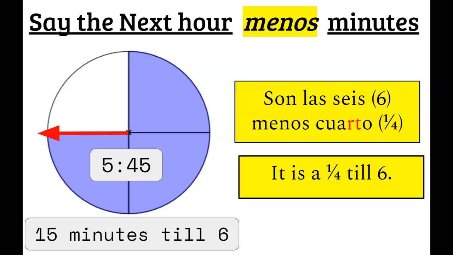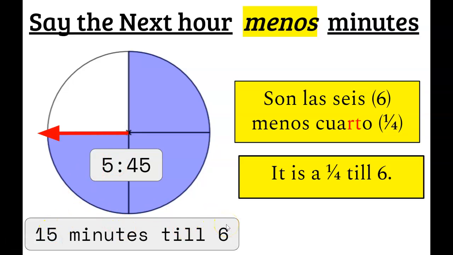Now I'm on the left side of the clock. Okay, I'm going to show you how to do this now. On the left side of the clock, we're not going to say 45. We're going to say it is 15 minutes till 6. So the numbers I am using are 15 and 6. I am not using 5 and I'm not using 45. I want to say it is 15 minutes till 6.